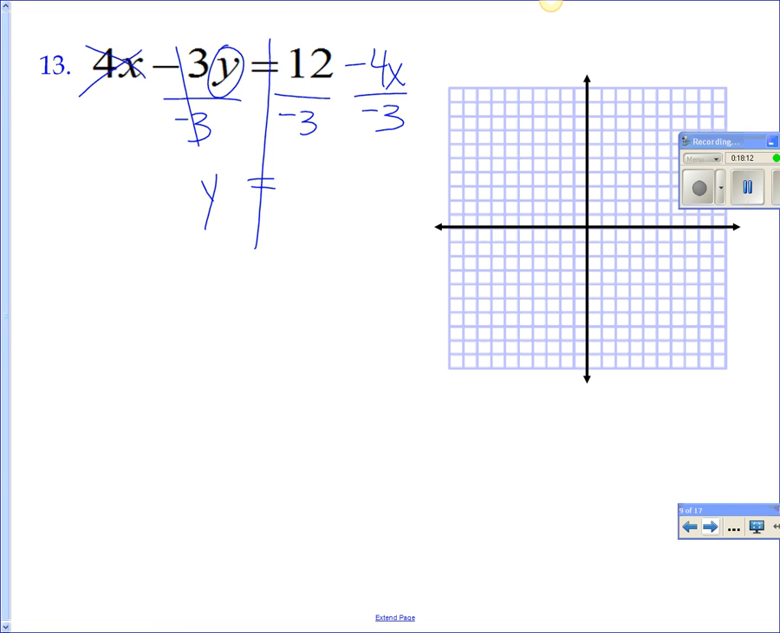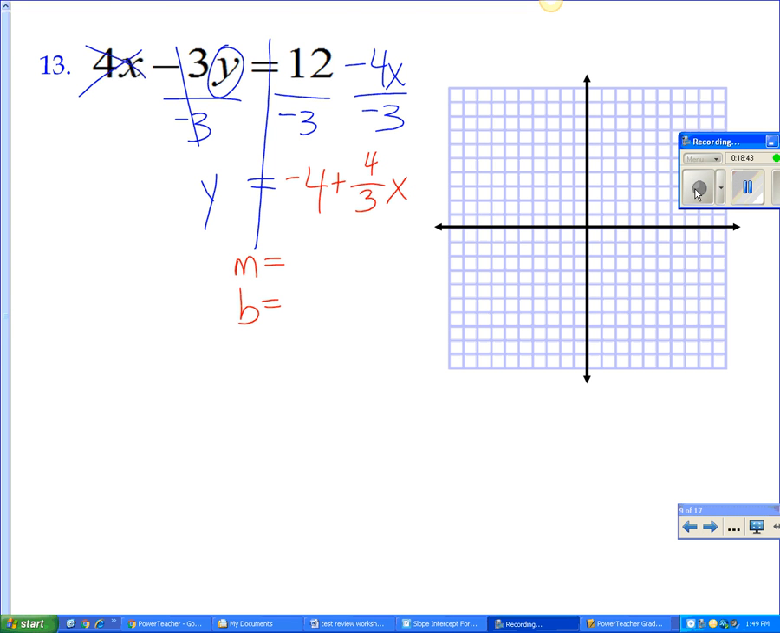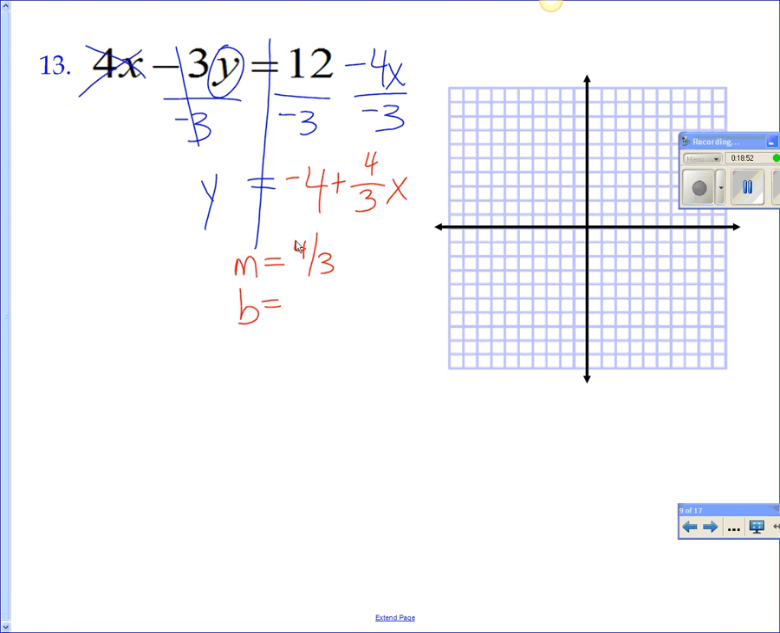All right. Mateen, give this a shot. What would my y equals be? Close. 12 divided by 3. All right, so negative 4. What about here? Can you divide 4 by 3? No, but what can you do? And will it be a positive or negative? Yep. Okay, let's do our M equals and B equals. Nadia, what would your M be? Good. And your B would be negative 4.